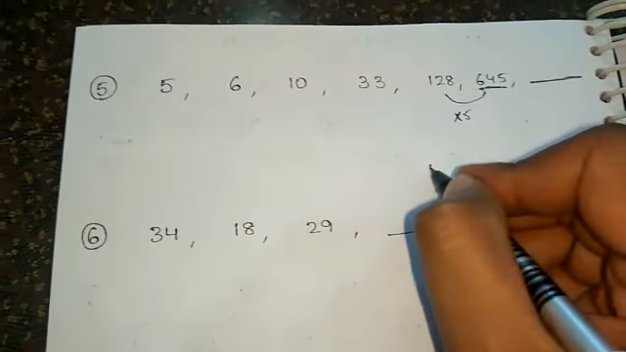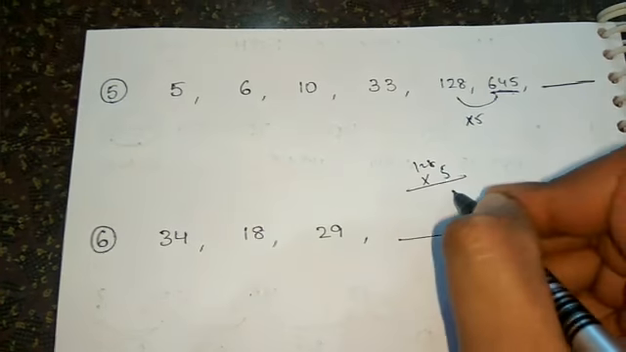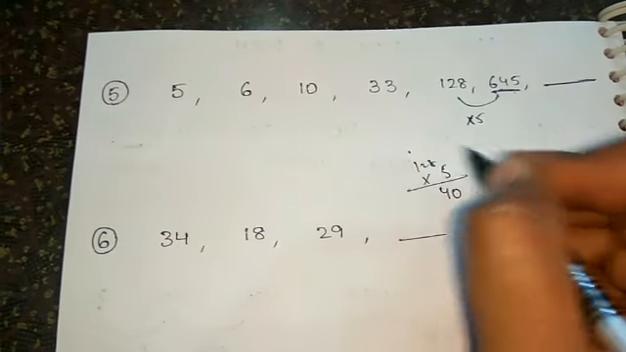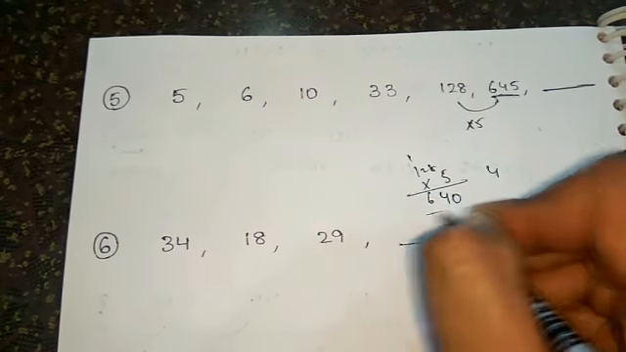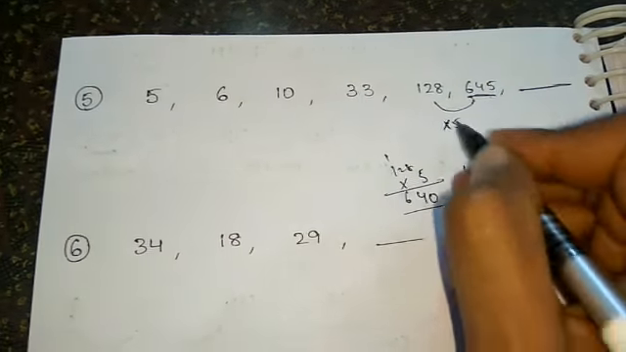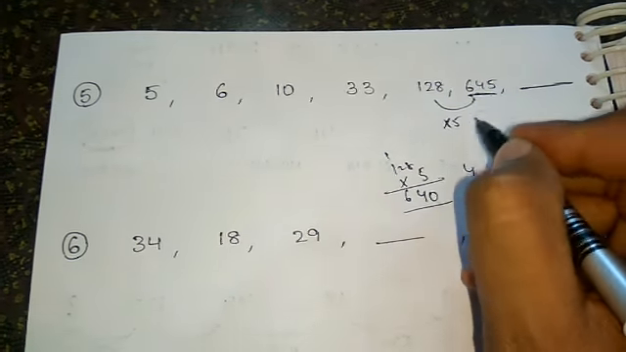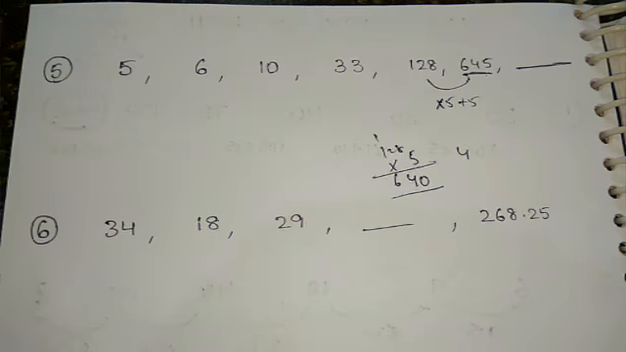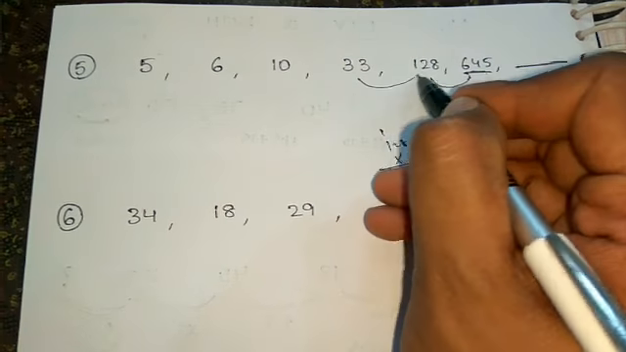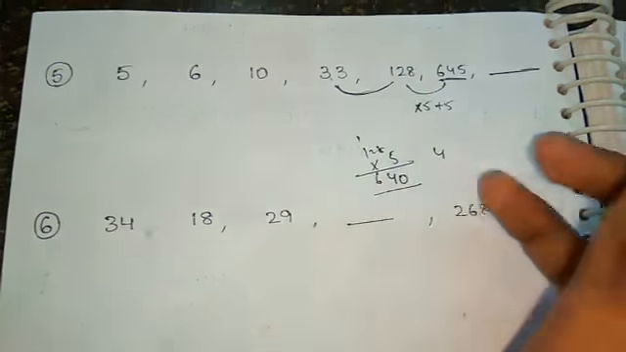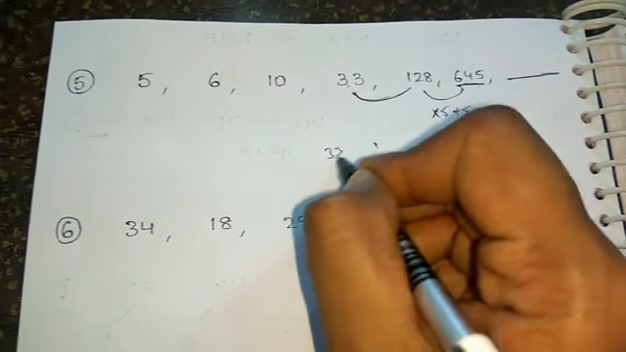See, 5 into 128. 5 8s 40, 5 2s 10, 14, 5 1s 5. 640. So what is happening here? Into 5 and 640. We got 128 into 5 is 640. Then we should add 5, then we get 645. Okay. So now, what is happening here? So we can find 30 into 4 is 120. So we should do into 4.